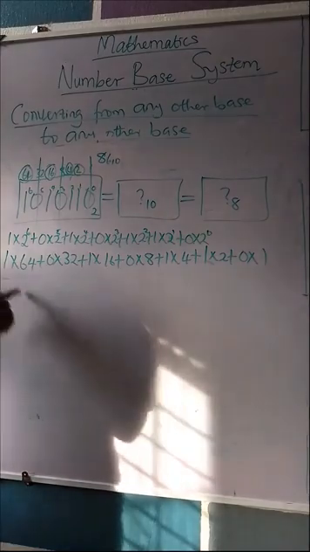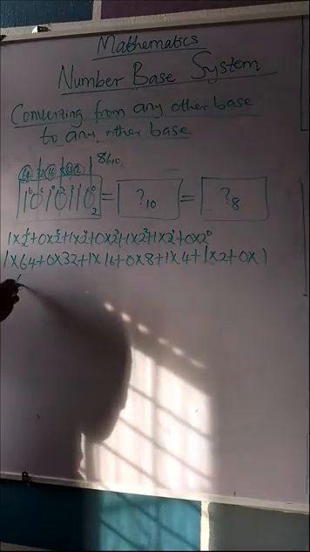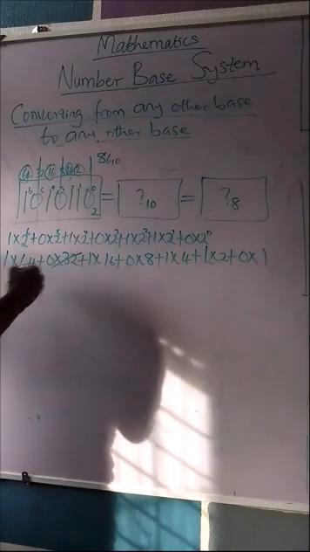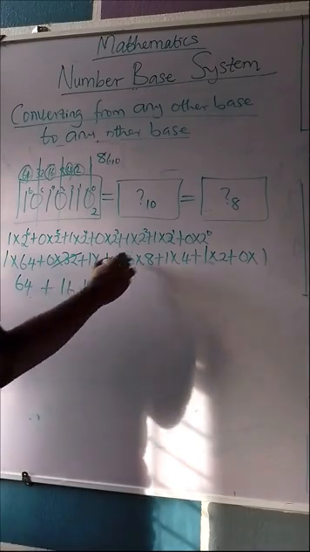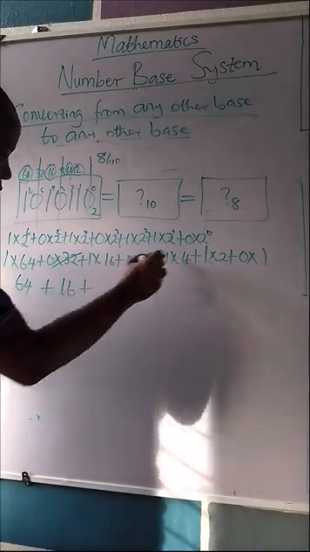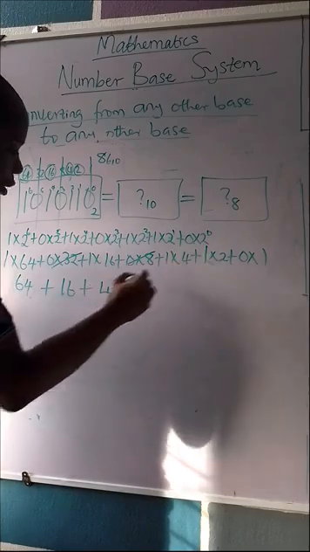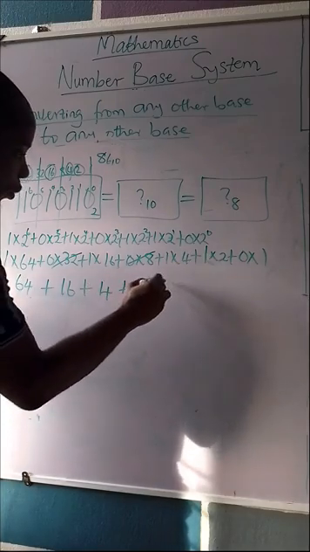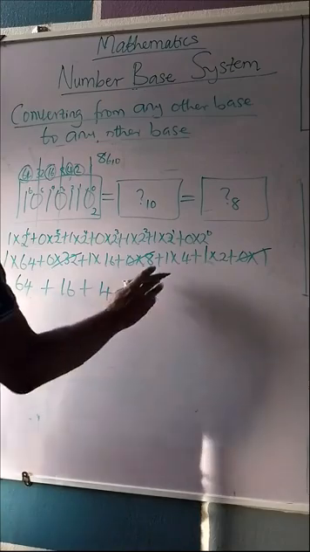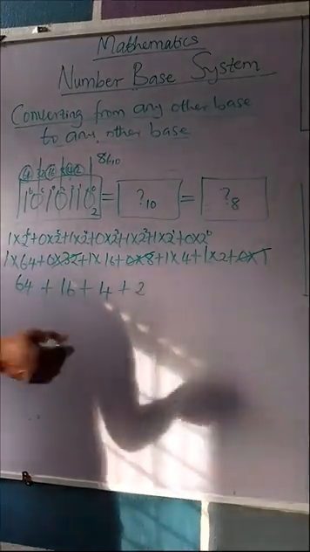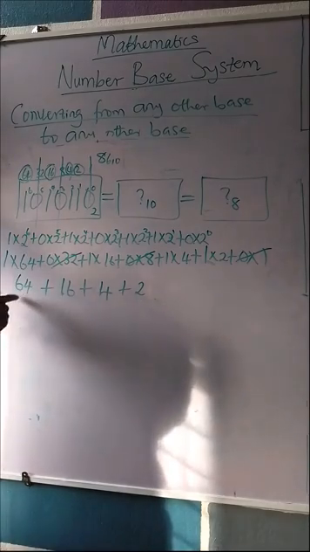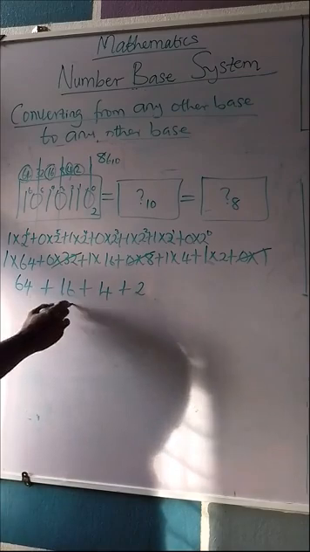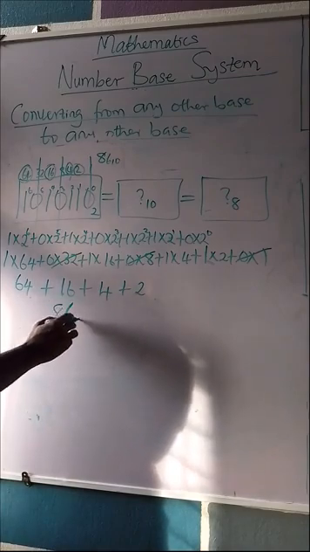Now multiply. This gives me 64. This is 0, so it's gone. Plus 16. Plus this is 0, so it's gone. Plus 4. Plus 2. Plus this is 0, so you don't have to put it, but if you want to, you can still put it. Now this plus this is 20, 20 plus this is 80, 84, 86. So you have 86 base 10.